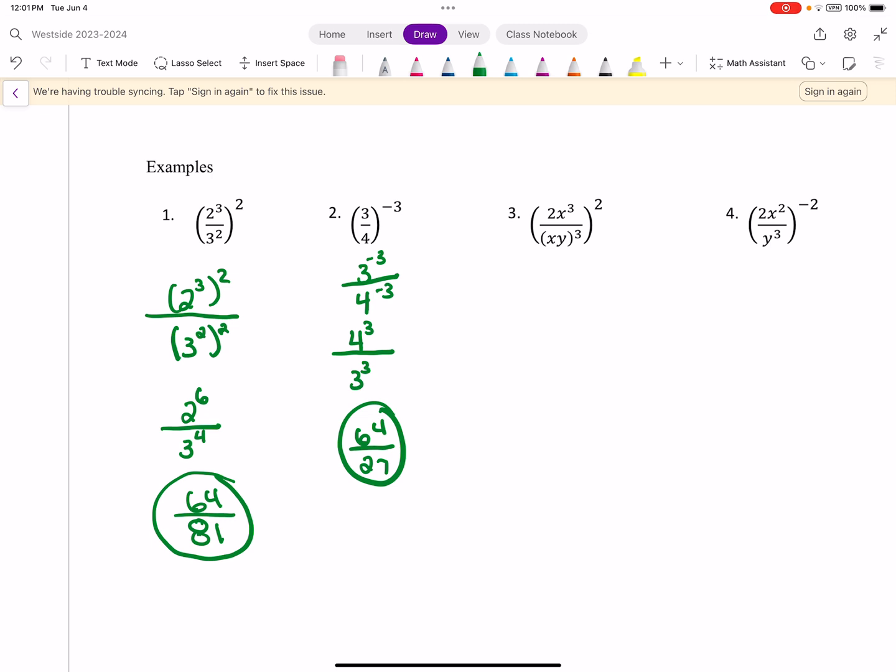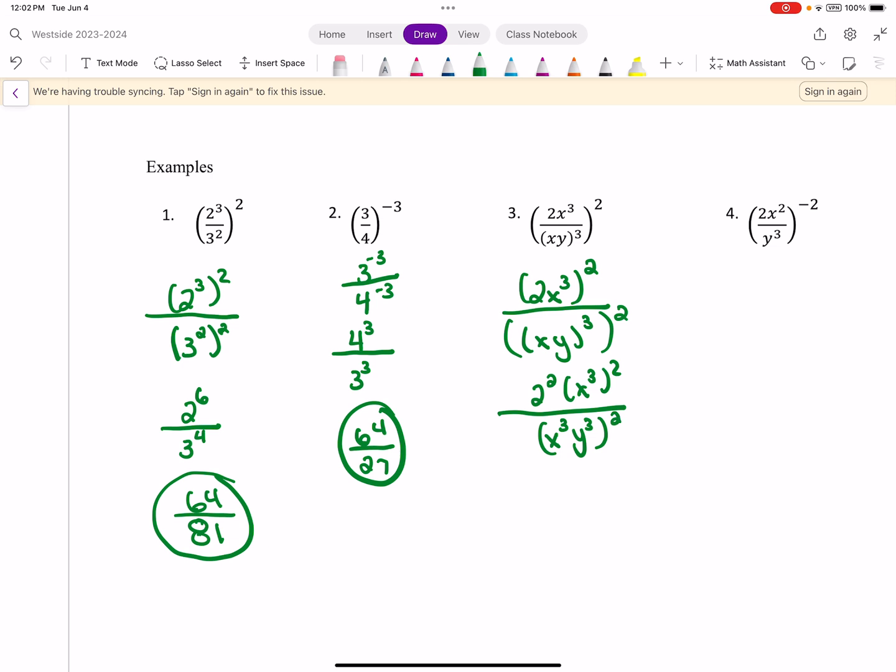All right. Number 3, I'm going to go ahead and distribute that square. So I'm going to get 2x to the 3rd squared. And then I'm going to go ahead and have xy to the 3rd, all of that squared. From there, it's kind of up to you on how you want to simplify it. I like thinking that this is going to be 2 squared and then x to the 3rd squared over, this would be x to the 3rd, y to the 3rd all squared. So I kind of started with the inside 3.